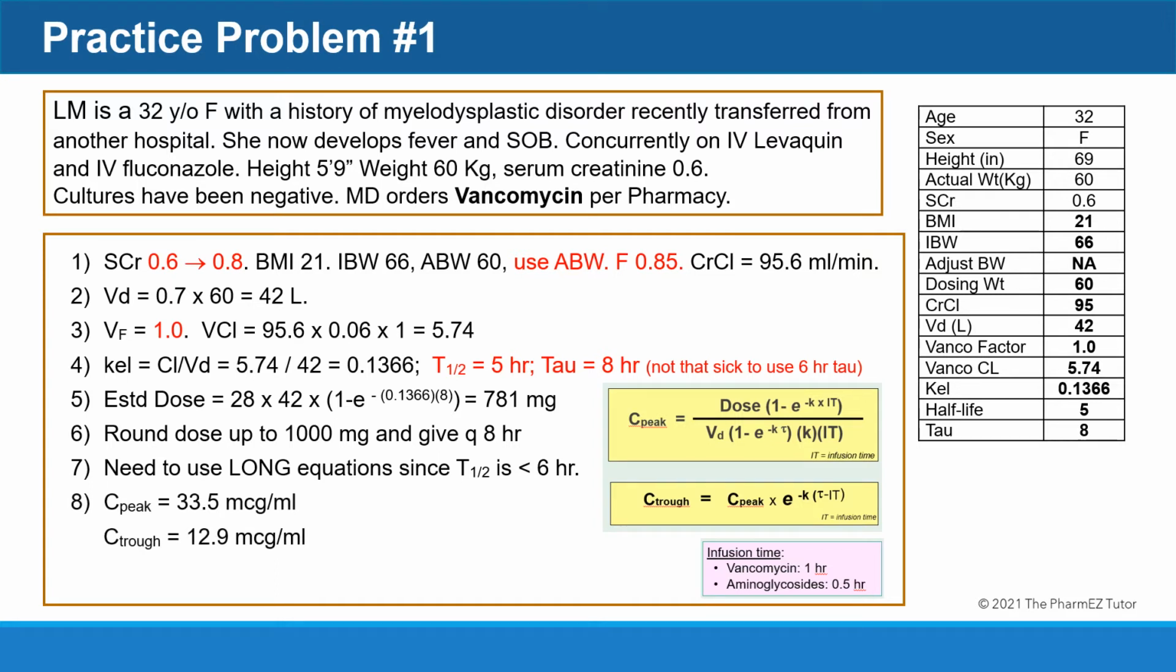Once we plug in the necessary parameters, we get a C peak of 33.5 and a C trough of 12.9. The loading dose calculates out to 1,250 milligrams to give a level of about 30.